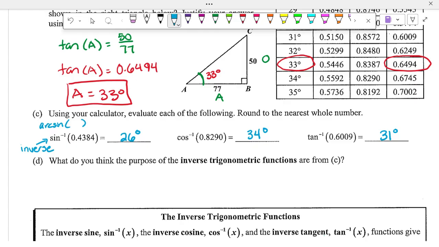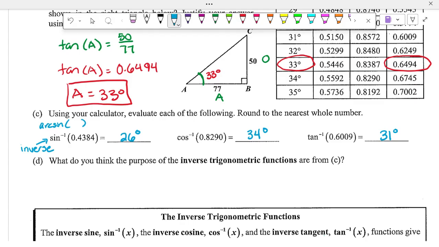In other words, you find the angle measure, the reference angle, but specifically, what do you think an inverse trig does? I'll give you a hint. It's kind of like the same thing as multiplication to division or addition to subtraction. It cancels it out or it undoes it.